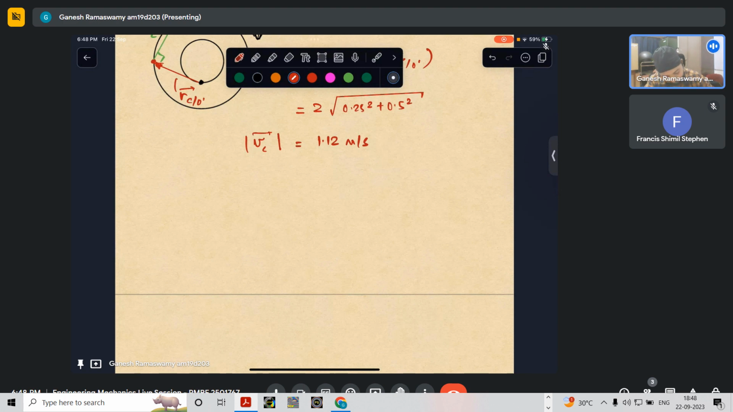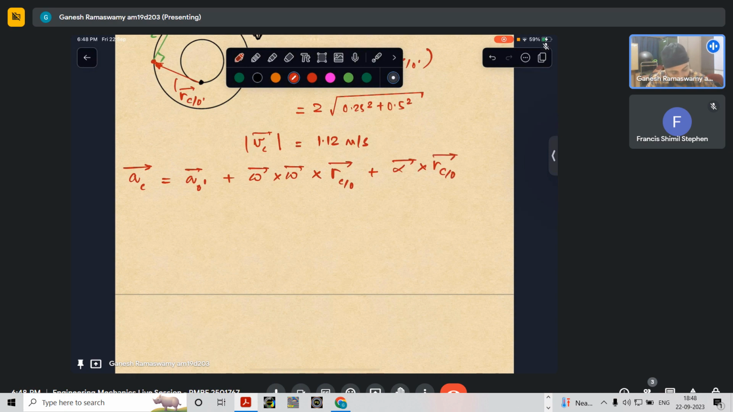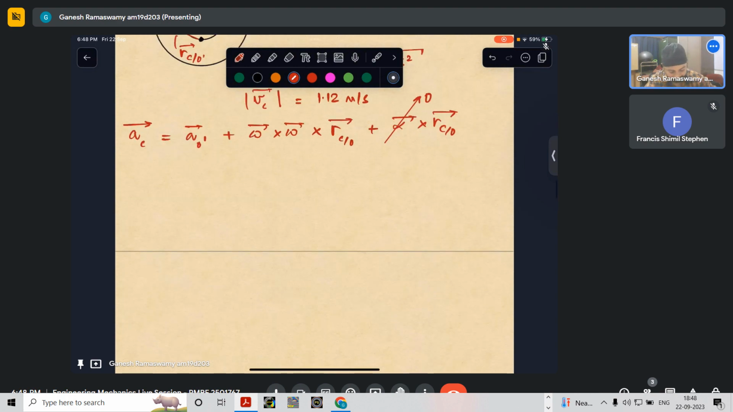So, the acceleration of point C, this is the absolute acceleration of point C. If I attach a non-rotating translating axis at O prime, this will be the acceleration of O prime plus omega cross omega cross r_C with respect to O plus alpha cross r_C with respect to O. Now I know the alpha term is 0 in the question. In our case, it has come out to be 0.